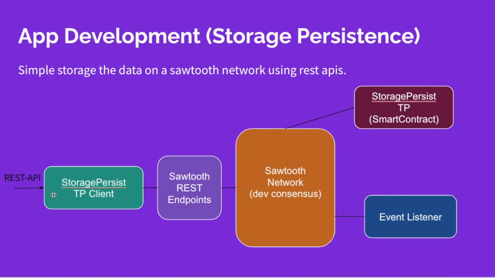And here we will create some kind of UI or a page to complete the application flow. The interaction will be that we expose a REST API from the transaction processor client, which will be communicating with the Sawtooth REST endpoints, which is responsible for talking with the Sawtooth network.